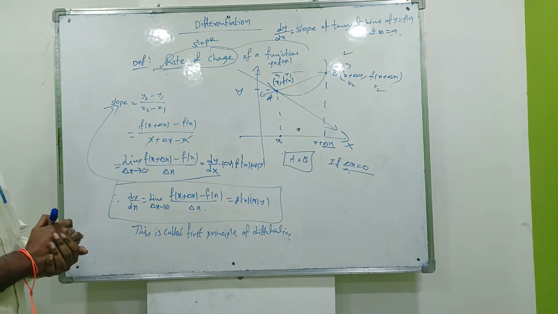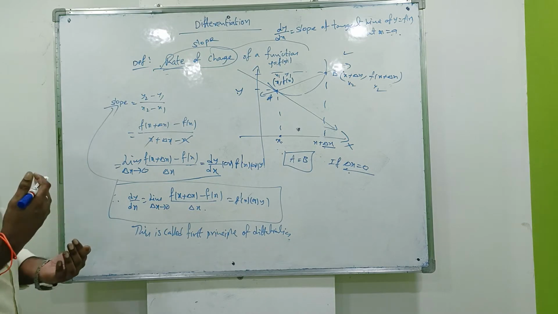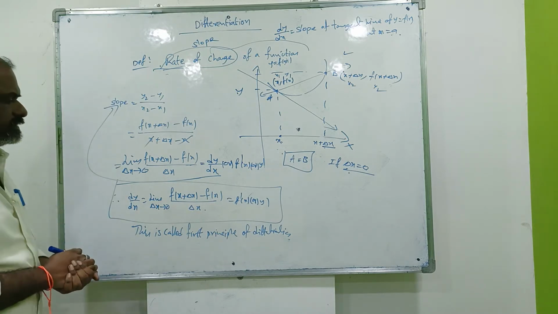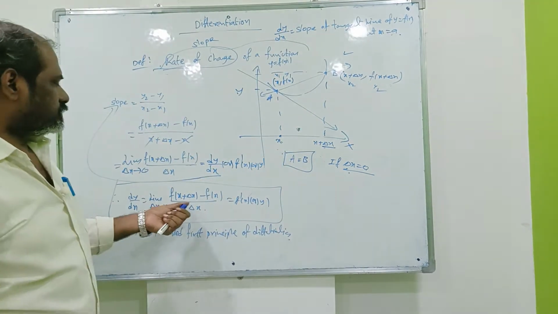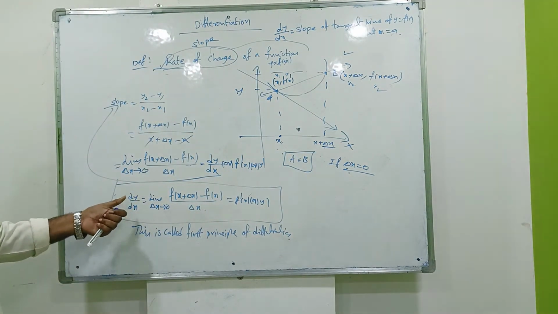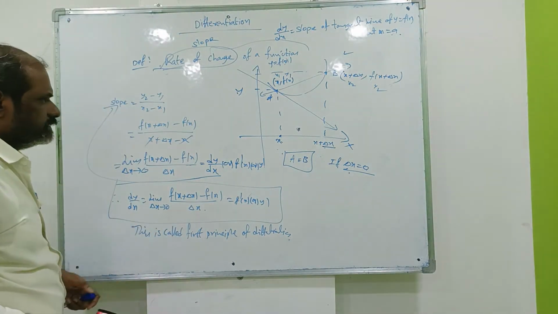So differentiation is nothing but a slope. Means here we can find all the constant slopes and variable slopes. This is the differentiation. And how to get the slope? By using the first principle of differentiation, that is limit delta x tends to 0, f of x plus delta x minus f of x by delta x.